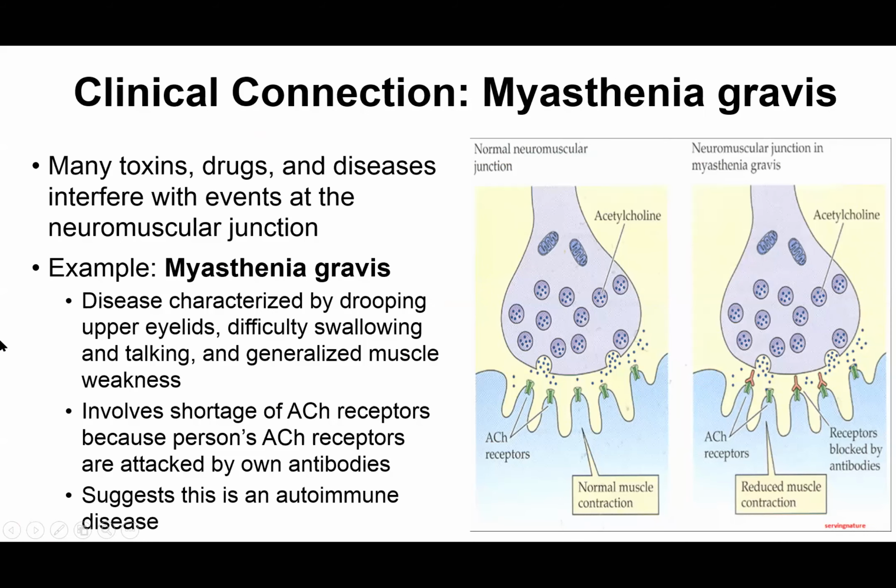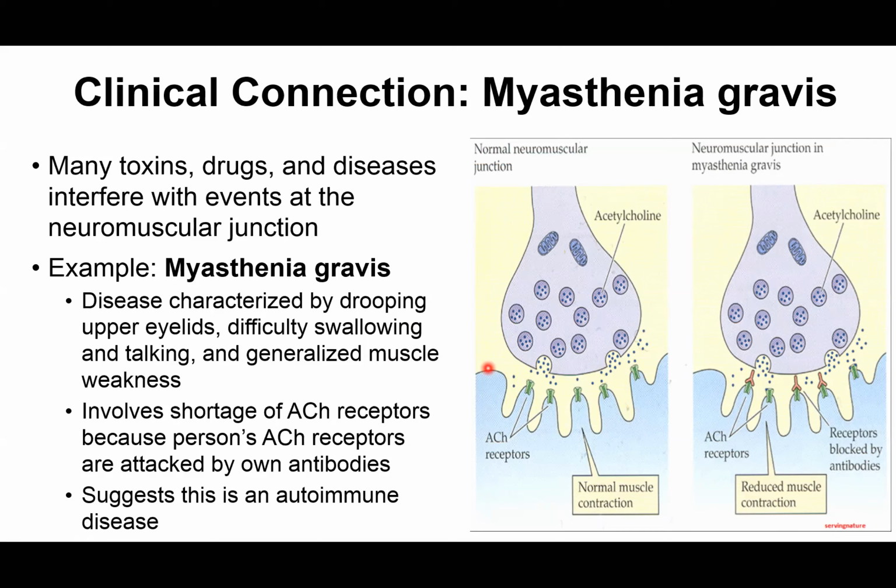So I want to just take a second to bring up the fact that this is relevant clinically. And we're going to talk about something called myasthenia gravis. There's a lot of different toxins and drugs and diseases that can interfere with the events that are occurring here at the neuromuscular junction. And the example, again, that I'm going to talk to you about is myasthenia gravis. This disease is characterized by drooping upper eyelids, difficulty swallowing and talking, and general muscle weakness.